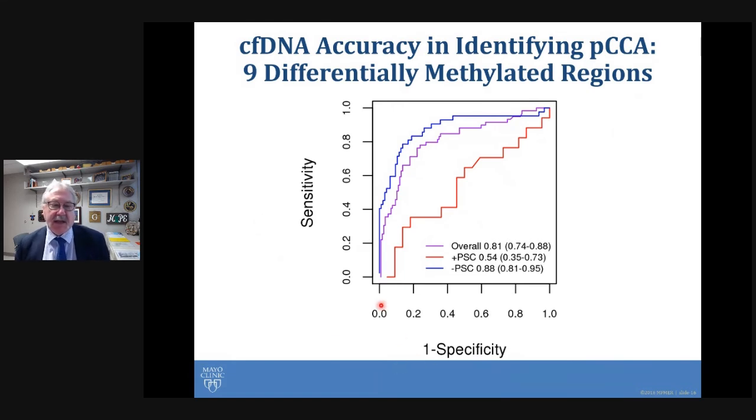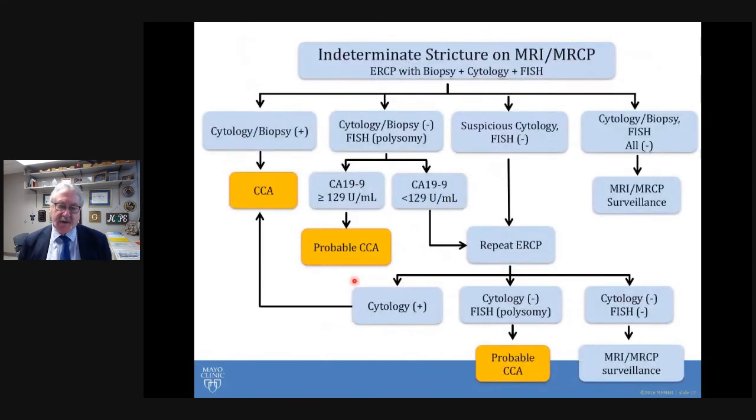So we would look at our overall sensitivity and specificity by receiver operating curves. You can see our overall accuracy is 81%, comparing patients with sporadic perihilar cholangiocarcinoma as compared to those with PSC. You can see that in those without PSC, we actually have an accuracy of almost 90%, but this assay does not perform well in patients with PSC. But this is very promising.